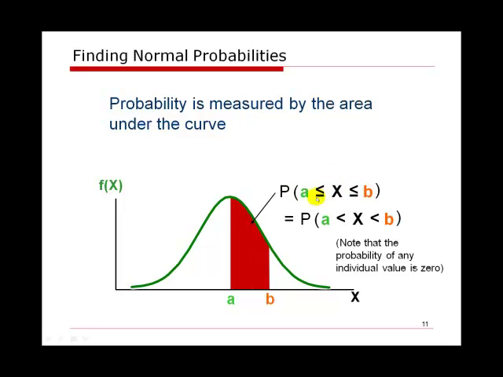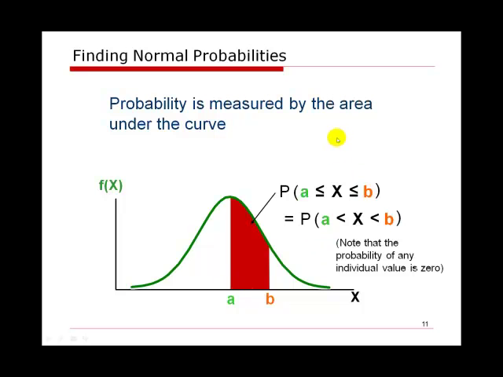It can be the probability that x is greater than a and smaller than b. And a and b define this red area under the curve. This area will give us the probability that the random variable will fall between these two values. Because the probability that the random variable equals any given value is 0, the sign here doesn't matter. It can be x greater than or equal to a and smaller than or equal to b, but this probability is exactly the same as x greater than a and x smaller than b. So the edge actually doesn't matter.